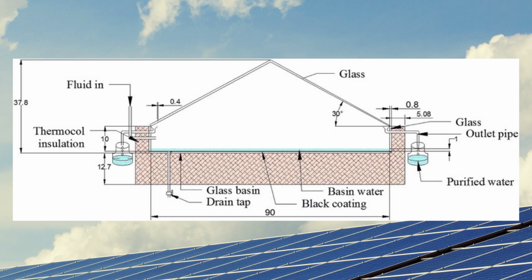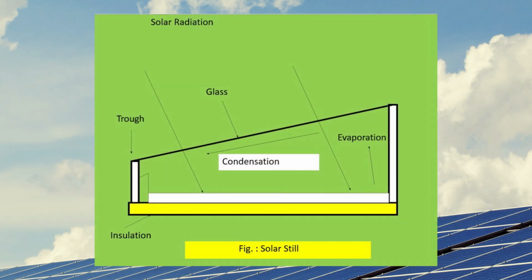The working of solar still is based on the principle of evaporation and condensation. The brackish or saline water is filled in still basin which is painted black at the bottom to absorb solar radiation, as you can see in the figure.